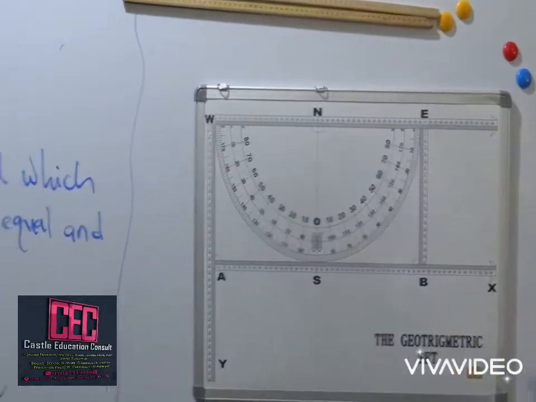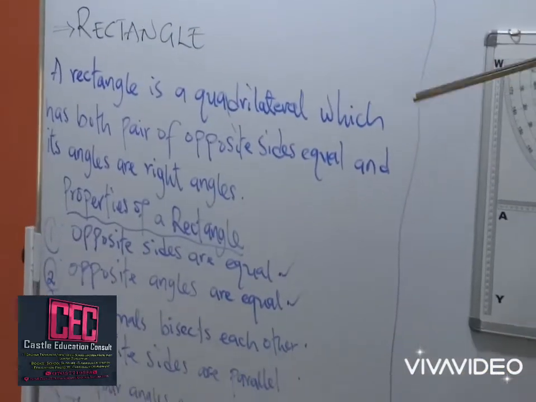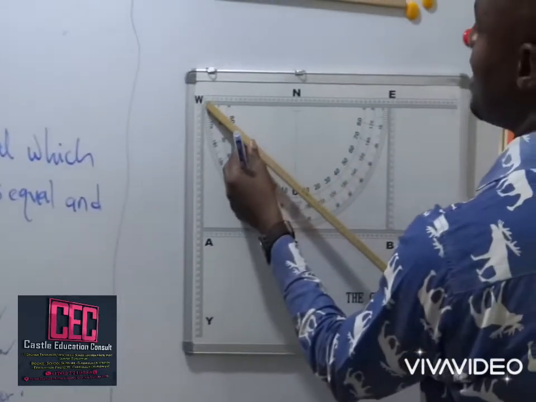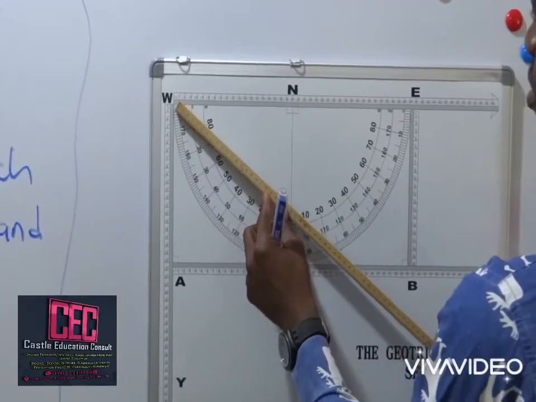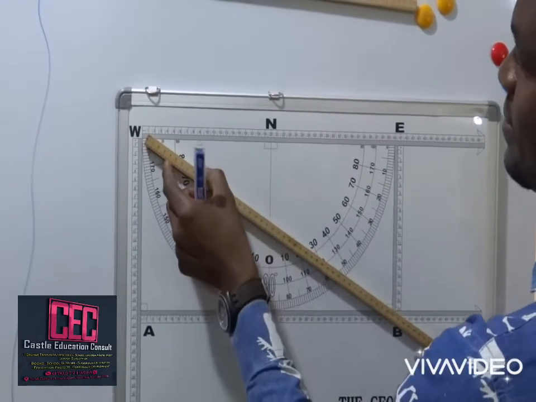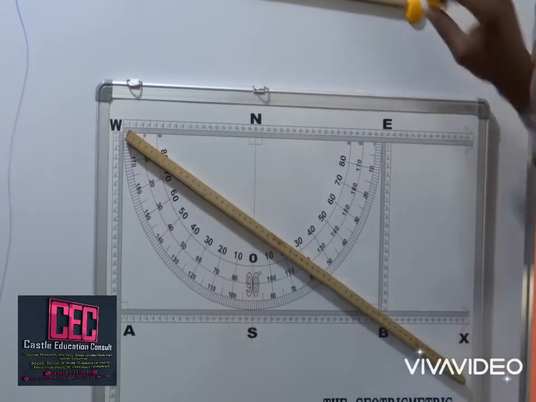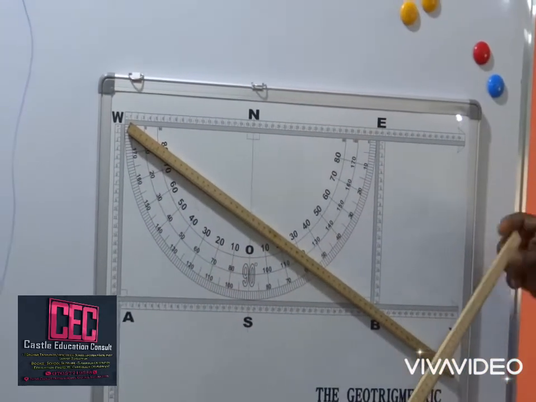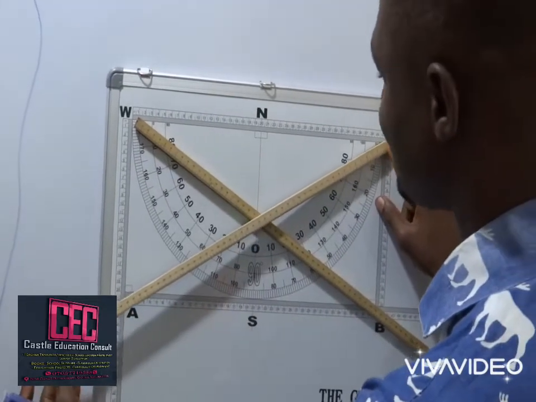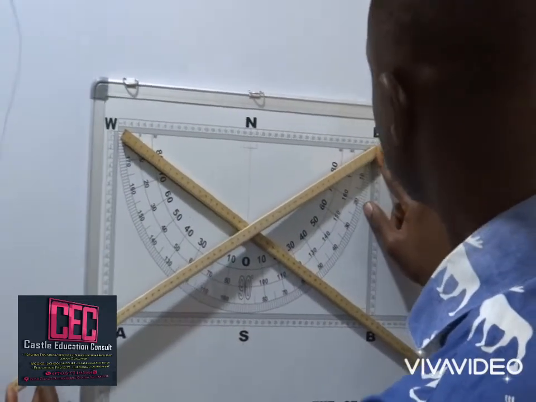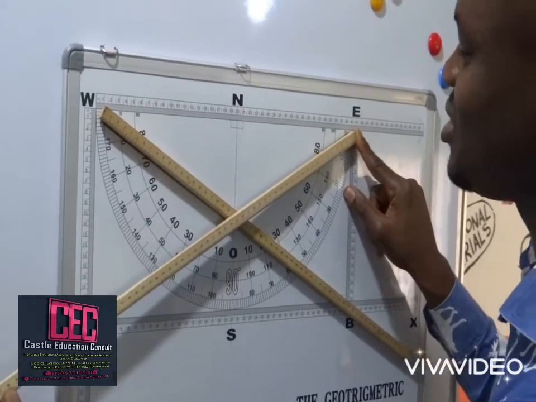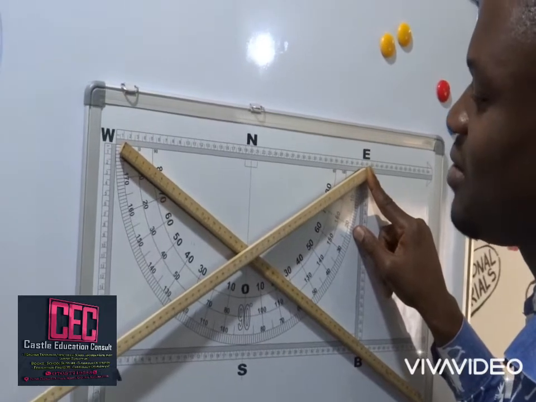Number 3 says diagonals bisect each other. Now let's find out if it is true that diagonals bisect each other. If we place our meter rule on W such that it cuts at B, and we take the second meter rule and place it on E such that it meets at A, we will find out again that these two bisect each other at a point.